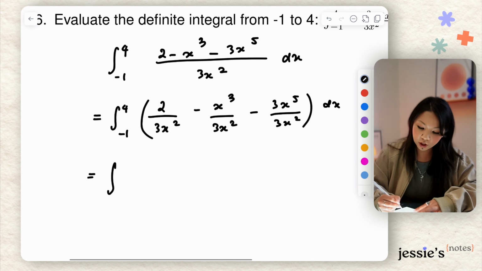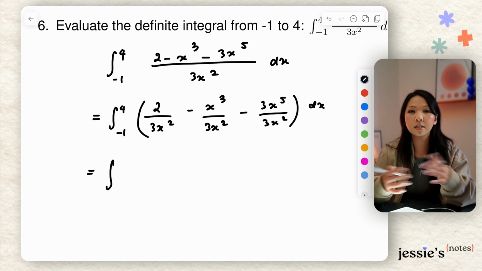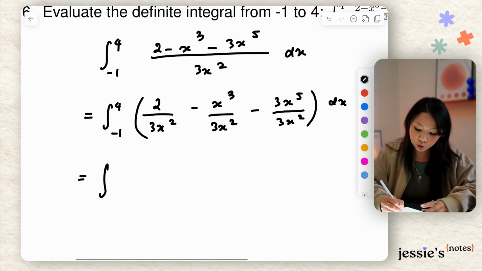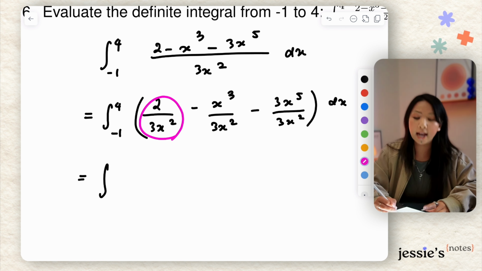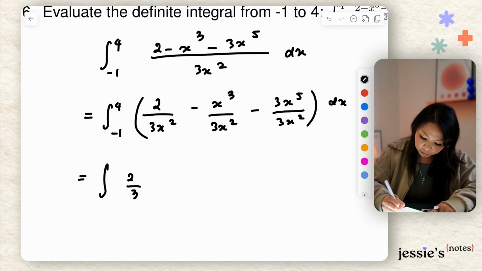So it's going to be a lot of work to get it into the form where it is integratable, but once it is, it's boom, same thing, easy as. So first of all, I have 2 over 3 x squared. Anytime you see x on the denominator, bring that guy up. So we end up with 2 over 3 x to the power of -2.